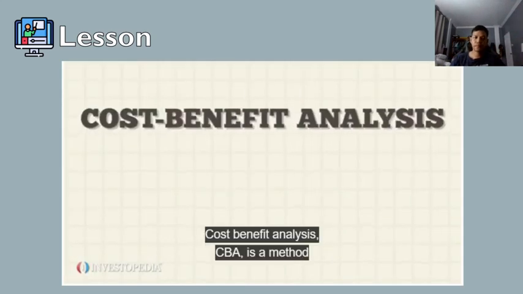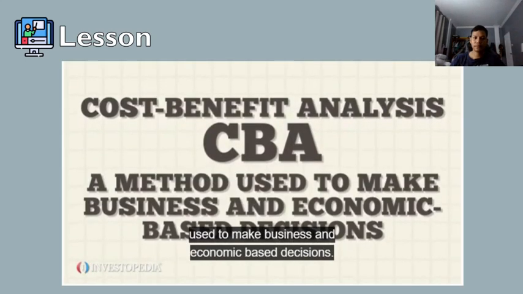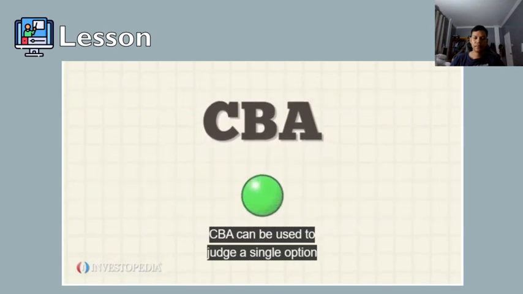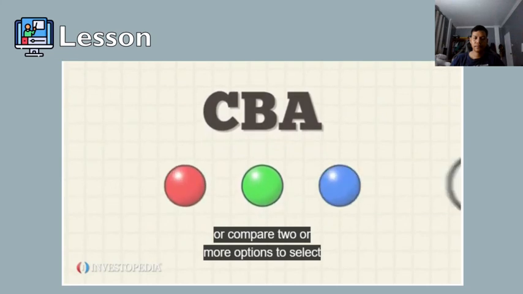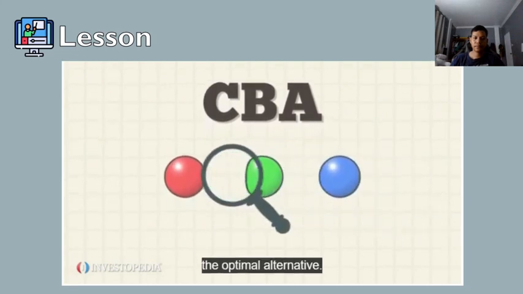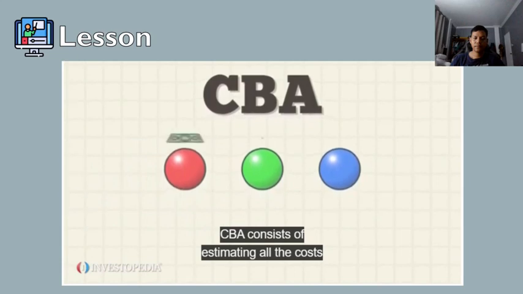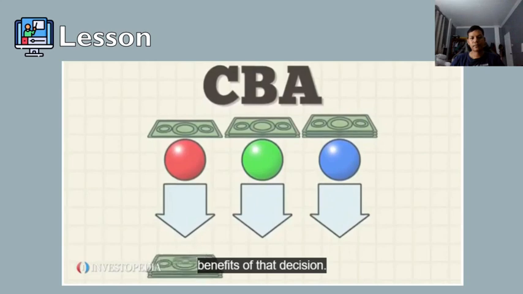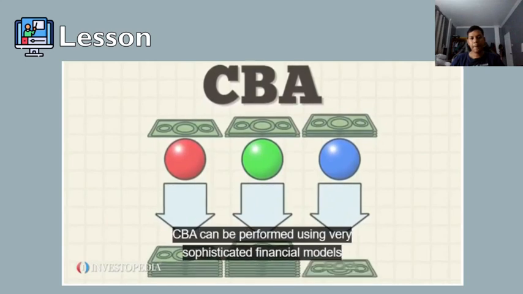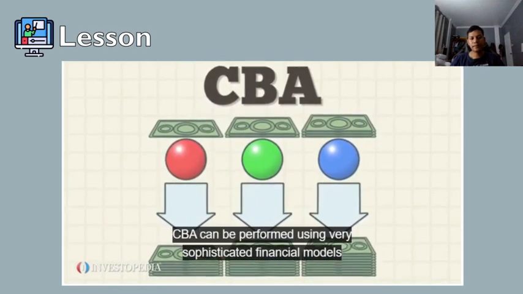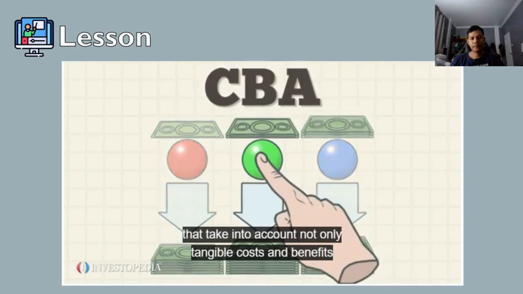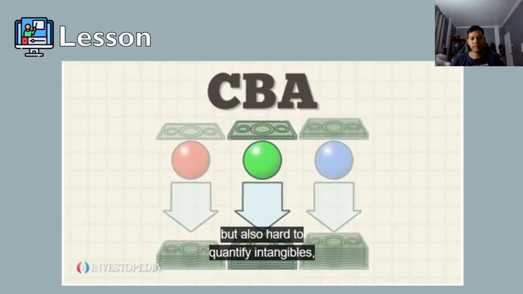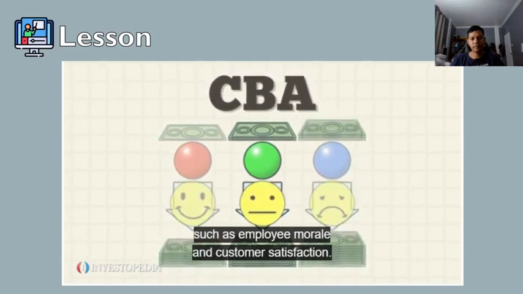Cost benefit analysis, CBA, is a method used to make business and economic-based decisions. CBA can be used to judge a single option or compare two or more options to select the optimal alternative. CBA consists of estimating all the costs of a particular decision, then comparing them to the estimated benefits of that decision. CBA can be performed using very sophisticated financial models that take into account not only tangible costs and benefits, but also hard-to-quantify intangibles, such as employee morale and customer satisfaction.